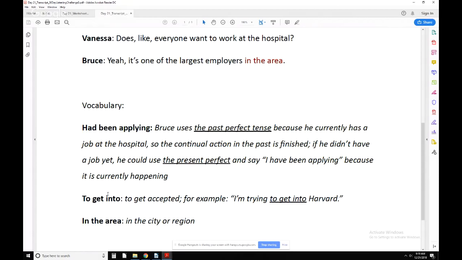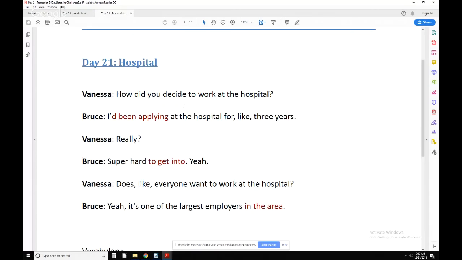What about that final part, in the area? This is a pretty common daily expression. Instead of saying, the hospital is one of the largest employers in my city, or in Asheville, which is the city where I live, he said in the area. This is quite a general expression to just mean the city or region. It's not very specific. It's a general expression. So I hope that these 3 expressions help you to gain a deeper understanding of what he said. This specific transcript here is quite useful for that.